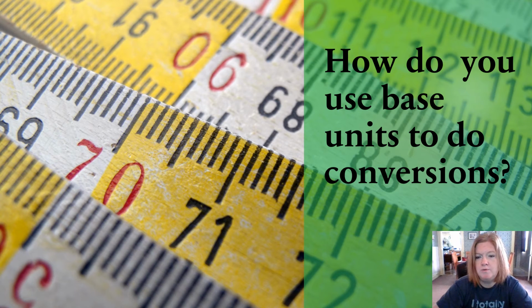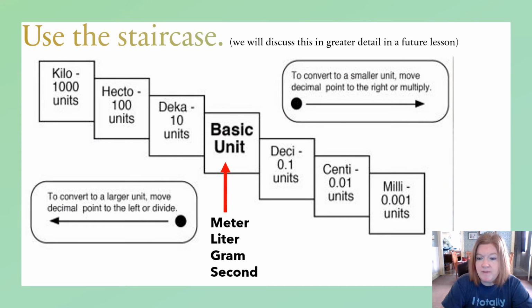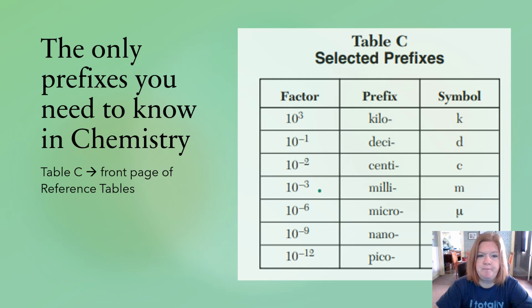So how do we use base units to do conversions? Okay, with the metric system, you can use the staircase. We're going to discuss this in greater detail in a future lesson, and I'm going to show you how to actually construct the staircase. But luckily, the metric system with these prefixes from kilo to milli allows us to just move the decimal point to make converting from one measurement like kilometers to meters very simple.